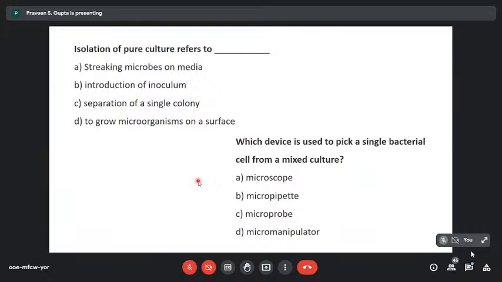You can see the question, isolation of pure culture refers to. There is always confusion about what the answer will be, but the answer is very clear. If you want to isolate, it means you have to separate a single colony. The next question is related to the micromanipulator: which device is used to pick a single bacterial cell from a mixed culture? The answer is micromanipulator. That's why I mentioned this point in front of you.